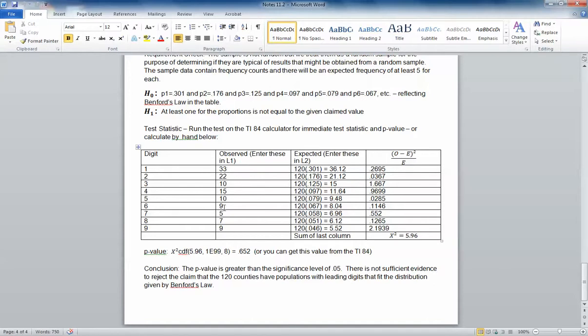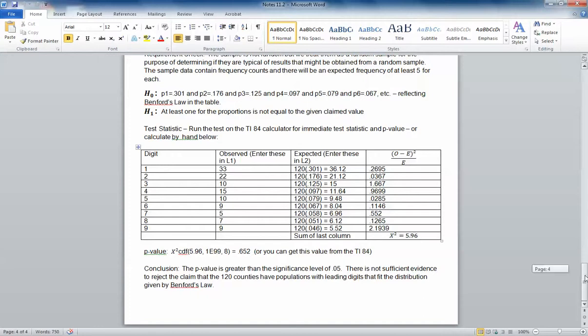So what this looks like, calculations by hand, we've got observed values here in this category. There are a total of 120 counties. To get expected values, we take 120 times each of the percentages in Benford's law, and we end up with these expected counts. And on your calculator, list 1 would be your observed, list 2 would be your expected, and then if you have the 84, you can run the test directly from here. If you have the TI-83, it does not have the test in there, so you'll have to use list 3 to write your formula of observed minus expected squared over expected, and then use the list column sum of list 3 to get that chi-squared statistic.